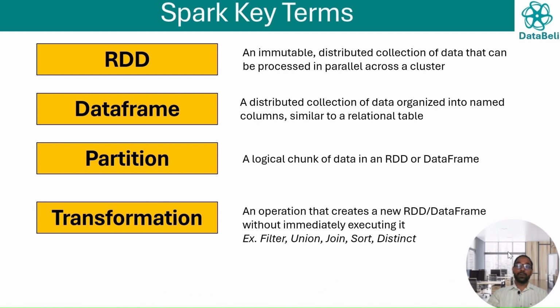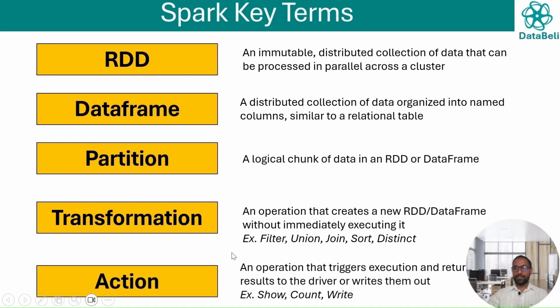Next, let's understand what is a transformation. So let's say we have some data. So what exactly we want to do with that data, that is the transformation. So for example, with our data, we may want to filter out some data based on some condition or join them together based on some column. We may want to do sorting or do a distinct on the entire data set. So basically whatever we want to do with our data, that is called as transformation.